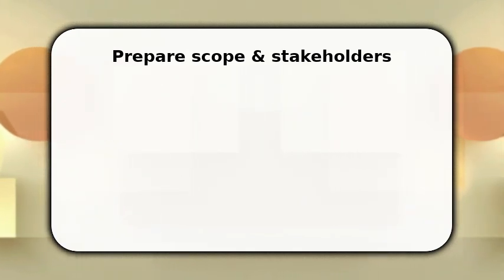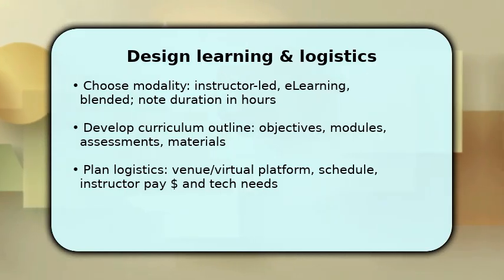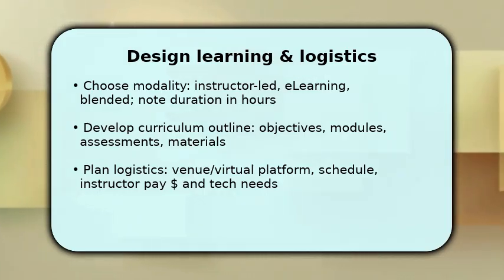You now convert objectives into a tangible design. Decide modality, instructor-led, e-learning, or a blended approach, and explain how that choice impacts cost and learner retention. Build a curriculum outline with modules, measurable objectives, and assessment methods so reviewers see the evaluation chain.